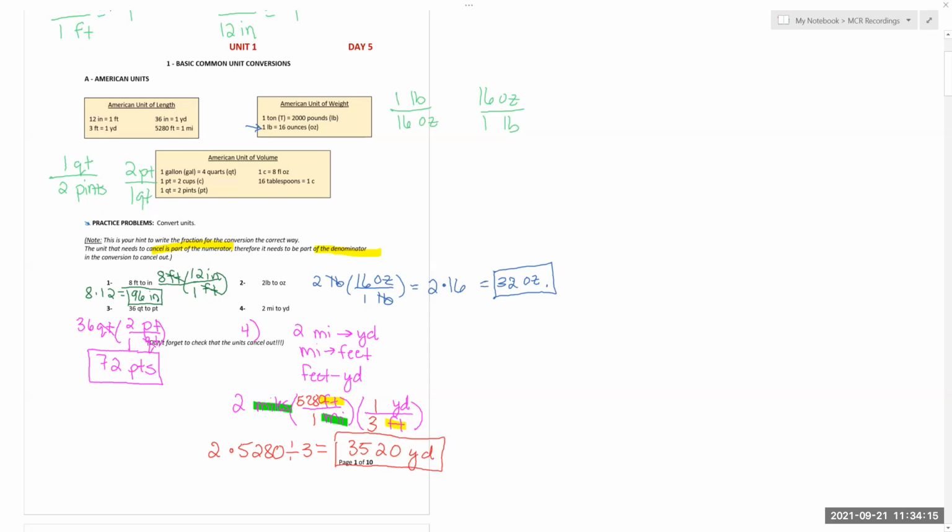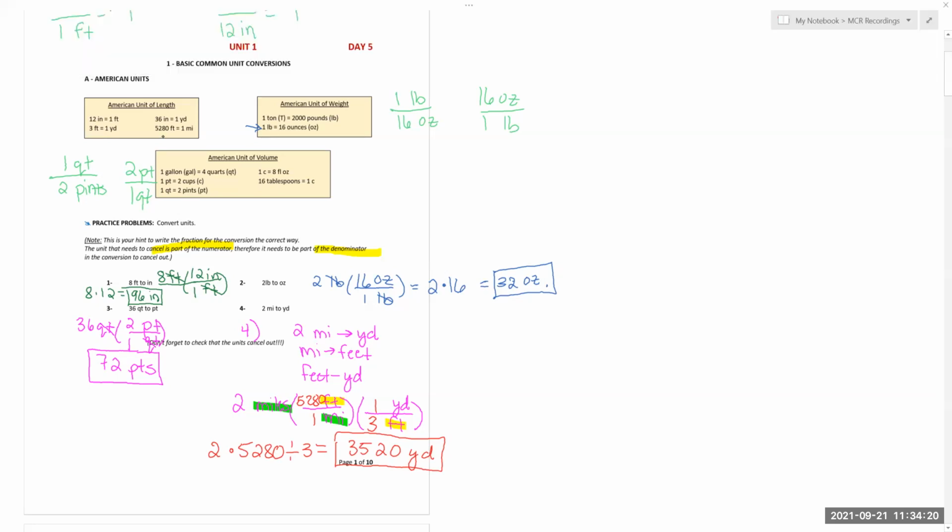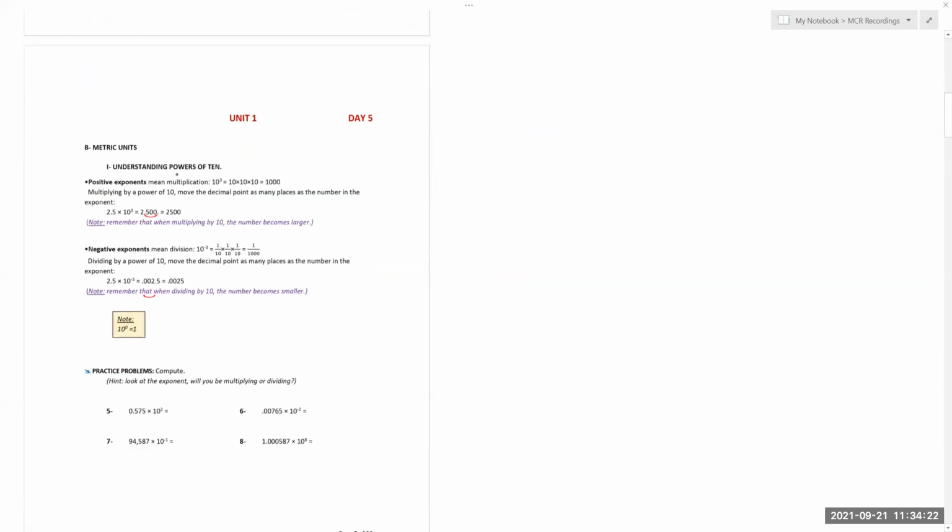Then the next one we're going to talk about is the metric system. So this was our American units. Now we're going to go on to the metrics. Metrics work on powers of 10. So positive exponents are multiplication. So 10 to the third means 10 times 10 times 10, or 1,000. So you're making your number larger. And what it does is if I have that 2.5 over there times 10 to the third, it moves my decimal 1, 2, 3 larger.